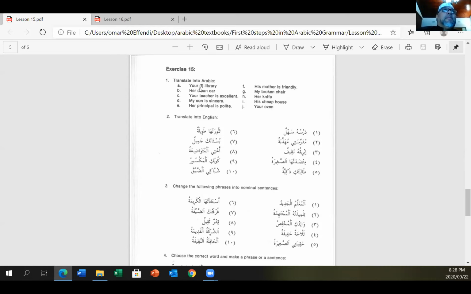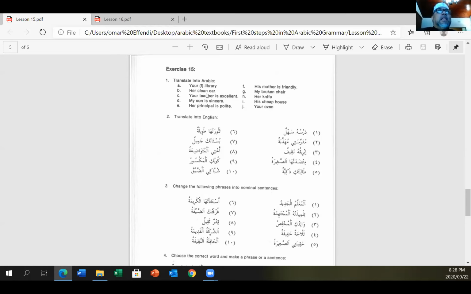Library, your library. Maktaba. Maktabatuki. Beautiful. Maktabatuki, right? Ki for female, must remember your. Your is second person ki. If it was masculine, your library for the male, I would say maktabatuka, right?